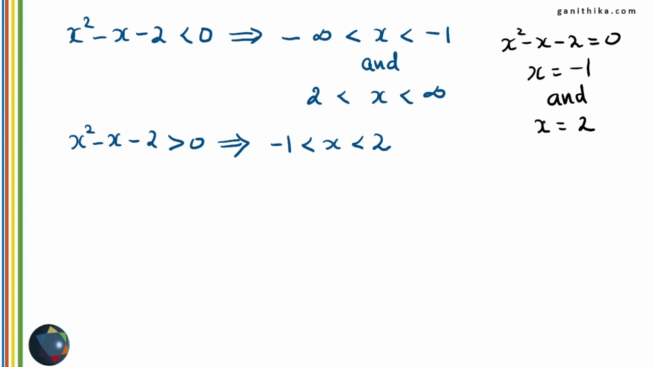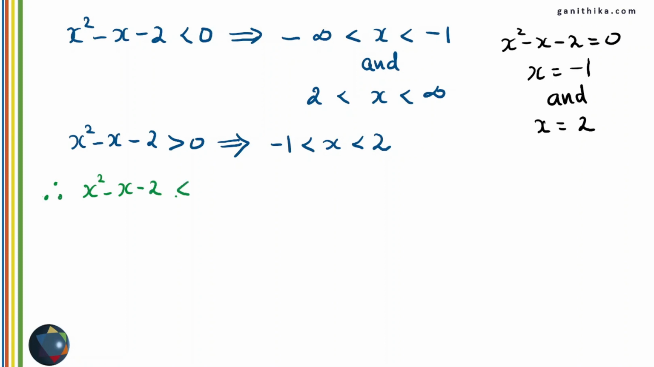All the numbers from minus infinity to minus 1, and all the numbers from 2 to infinity will give you the less than 0 inequality, and all the numbers between minus 1 and 2 will give you the solution for the greater than 0 inequality.